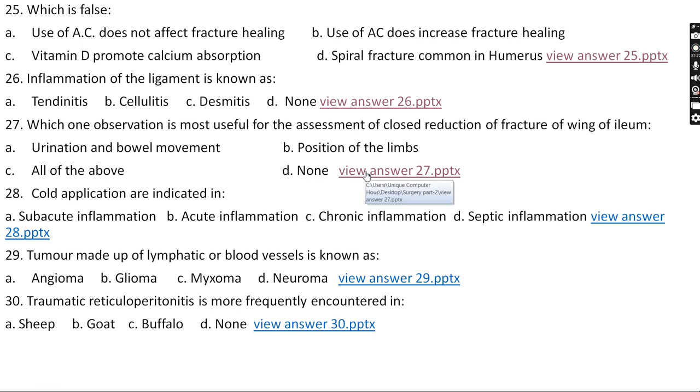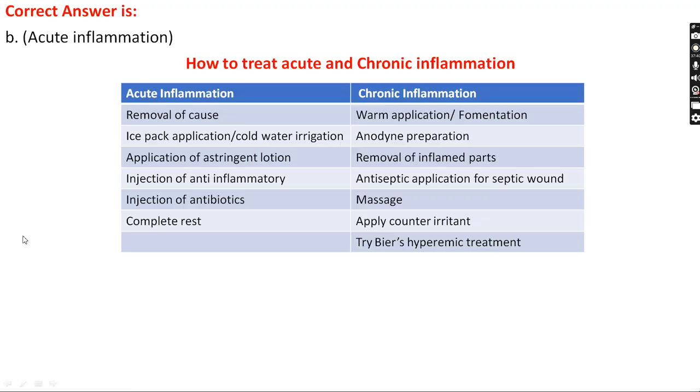Okay. Question number 28. Cold applications are indicated in option A, subacute inflammations, option B, acute inflammation, option C, chronic inflammations, option D, septic inflammations. The right answer is option B, that is acute inflammations.